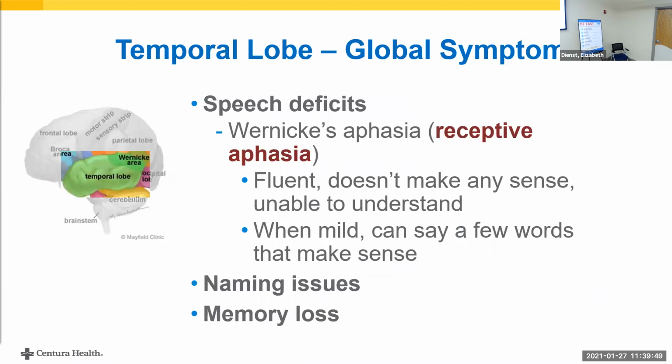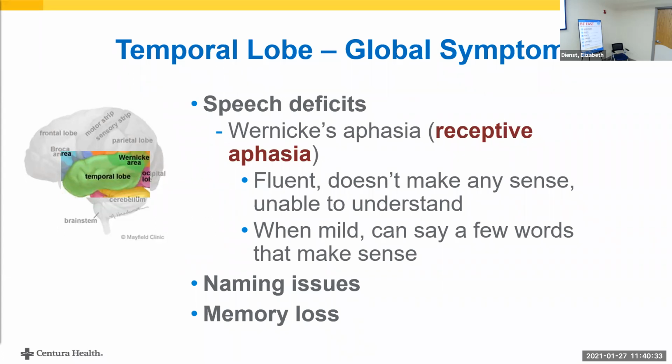Temporal lobe, also at the bottom here is the green. Just like in the frontal lobe, we had a speech area, we also have a speech area in the temporal lobe, and that's called Wernicke's area. And if they have Wernicke's aphasia, they have receptive aphasia. So they will talk and talk and talk, but they won't make any sense to you. You show them a pencil, and they'll say the cat's on the tin roof. You know, it doesn't make sense. They can get words out. It just doesn't make a lot of sense. So they also have naming issues and memory loss. So those are the biggest things in the temporal area.